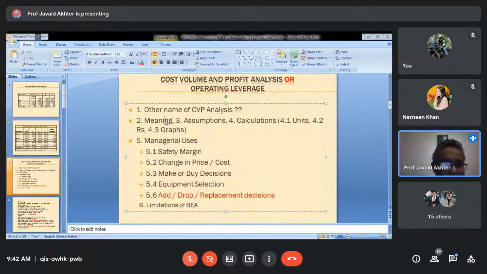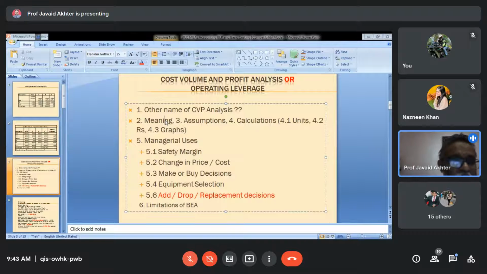Suppose a company is selling some products and the break-even is 10,000. The meaning of 10,000 break-even is that if the company is able to sell 10,000 units, it will neither make any profit nor suffer any losses. Or alternatively, by selling 10,000 units, the company would have recovered its total cost. So this is the meaning of break-even.